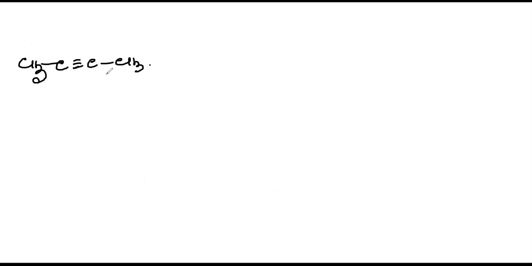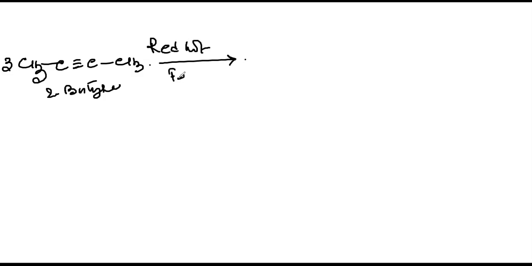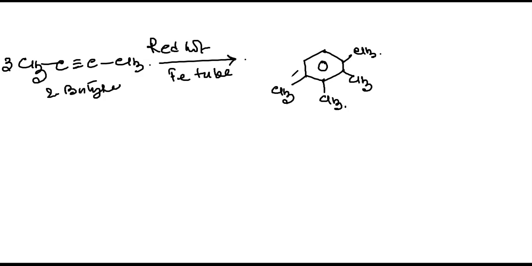This is 2-butene. Whenever three of them are passed through a red hot iron tube. Now you can see the mechanism here.